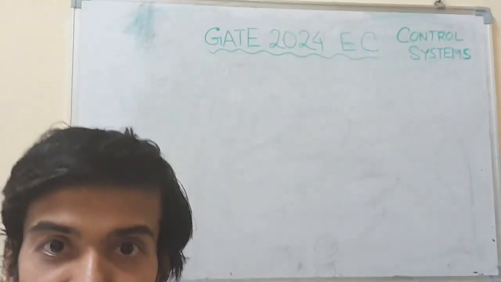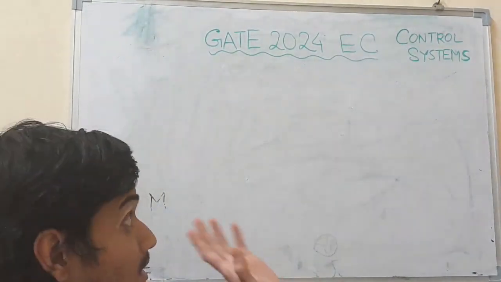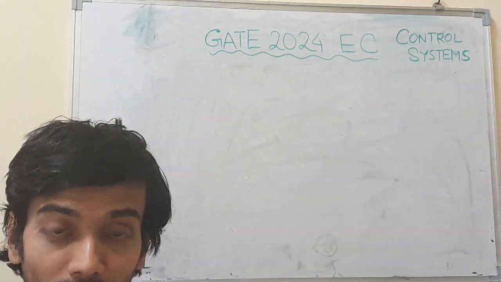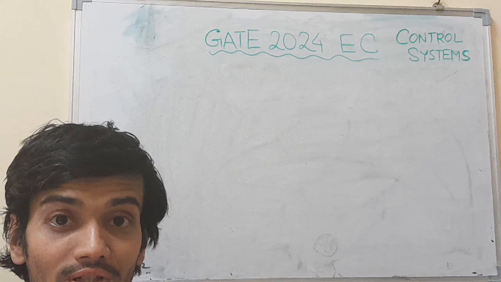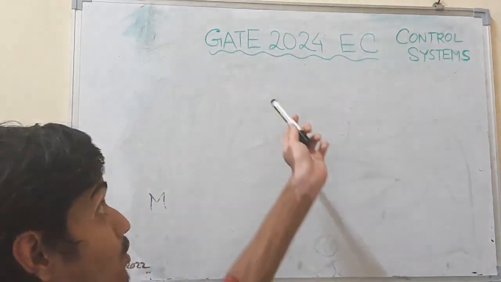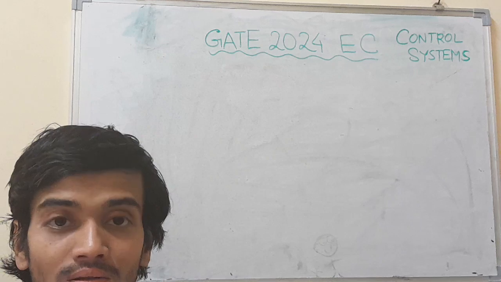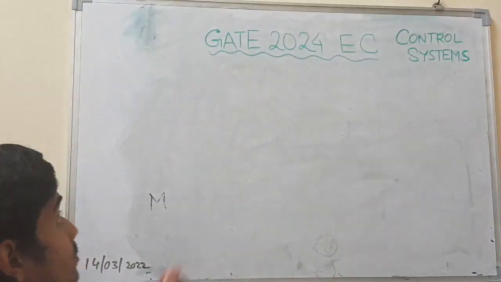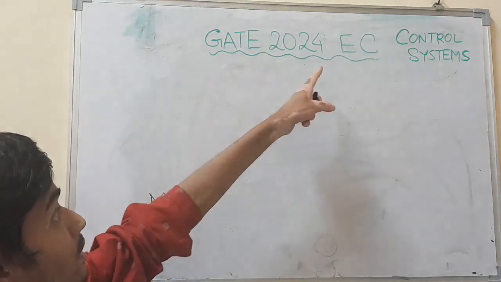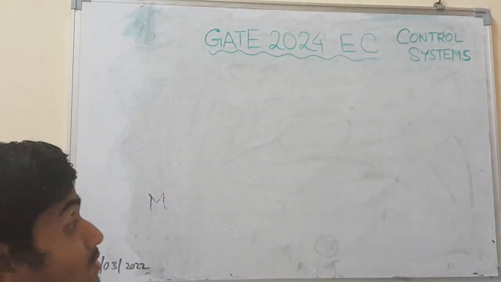Welcome to GATE 2024 EC Solutions. In this video, I am going to discuss the solution of question number 53 from control systems that came in the GATE 2024 EC paper. It is based on state space analysis. So let's start the discussion. The question is as follows: question number 53 in the GATE 2024 EC master question paper.